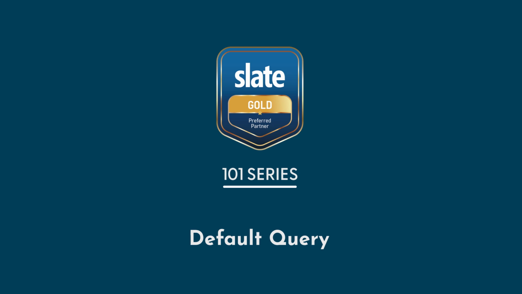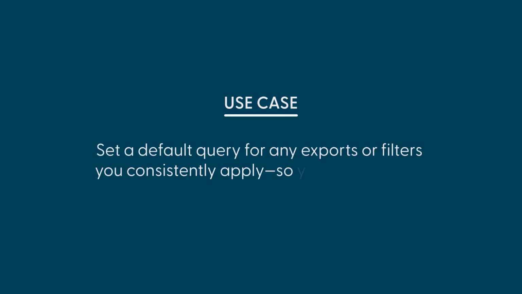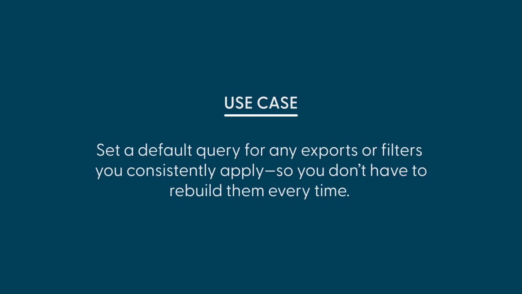Today, we are going to learn about how to set a default query in Slate. So this is a great use case if there are exports or filters that you add in almost every time you build a query. For example, excluding test records from your results is a common build and it's going to be the base of our example today.